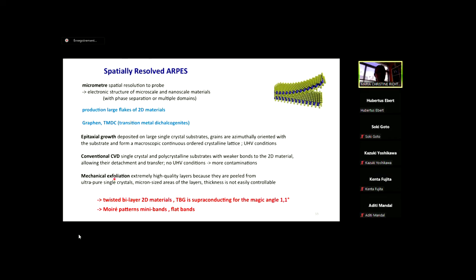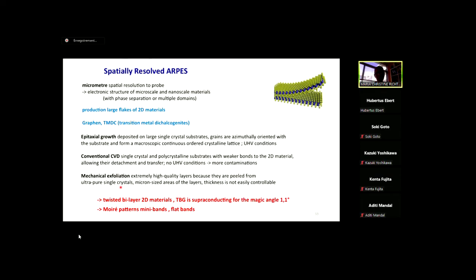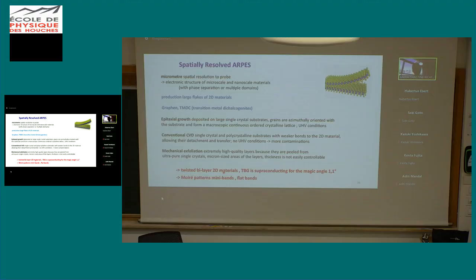One is the mechanical exfoliation, the scotch tape method, the method graphene was isolated with. The Nobel Prize was given for this scotch tape method, to peel a layer of graphene from some graphite sample. This is still very important because one of the new areas of interest is twisted bilayer materials. In order to have a twisted bilayer, you have to take an exfoliated flake and put it on top of another exfoliated flake, and then change the twist angle between the two.